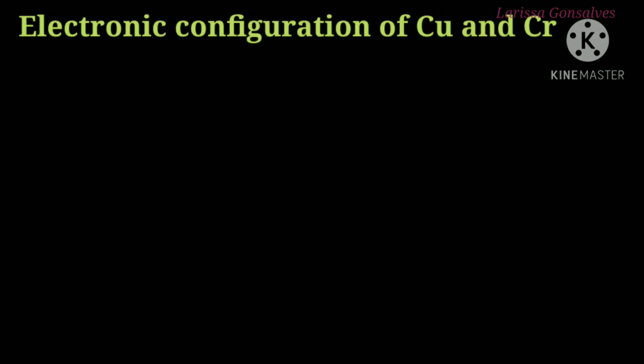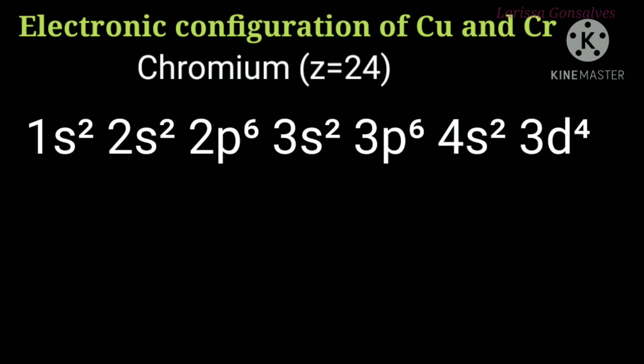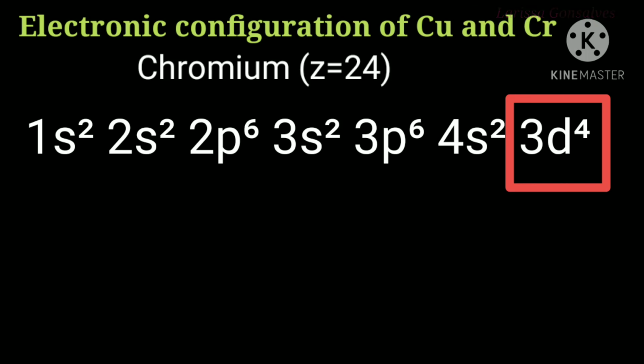The next topic is the electronic configurations of copper and chromium. First, let us study about chromium. The atomic number of chromium is 24. So the electronic configuration that we get is 1s2, 2s2, 2p6, 3s2, 3p6, 4s2, 3d4. So if you observe this electronic configuration, the number of electrons in 3d level are 4. So they are not half filled, right? Hence chromium is not stable.